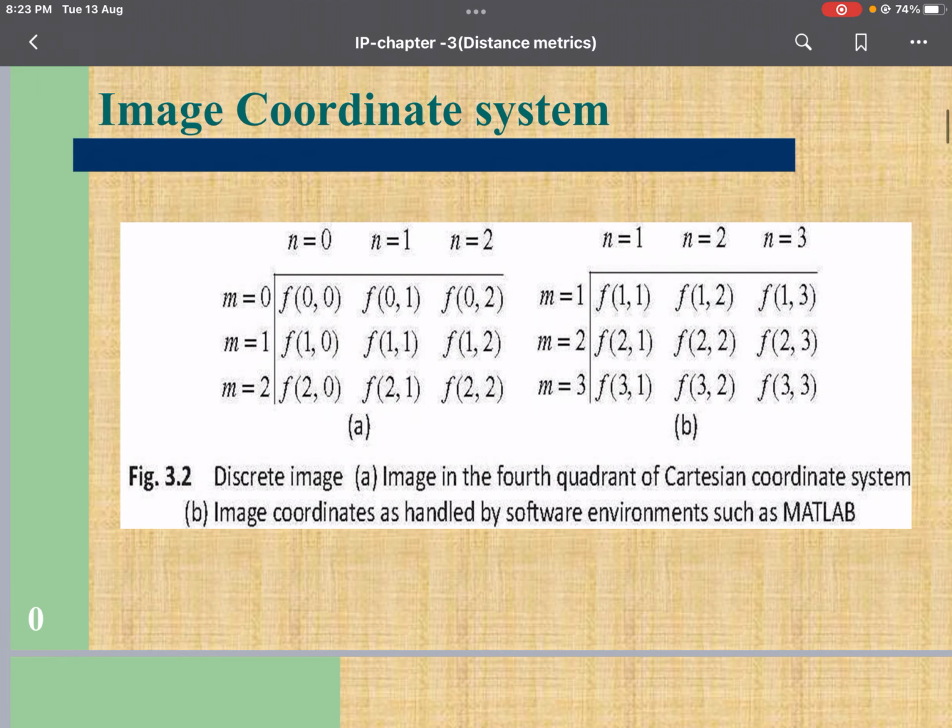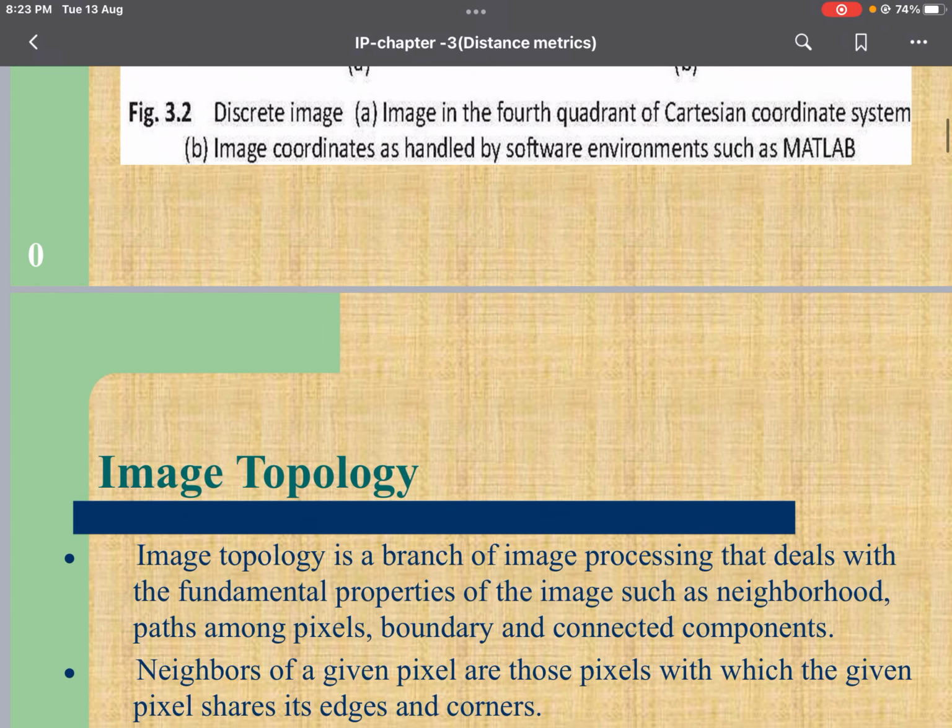With respect to the image on the monitor, the origin is always represented at the top left corner, and it is the same in MATLAB. There the origin is always specified as f of 1, 1.